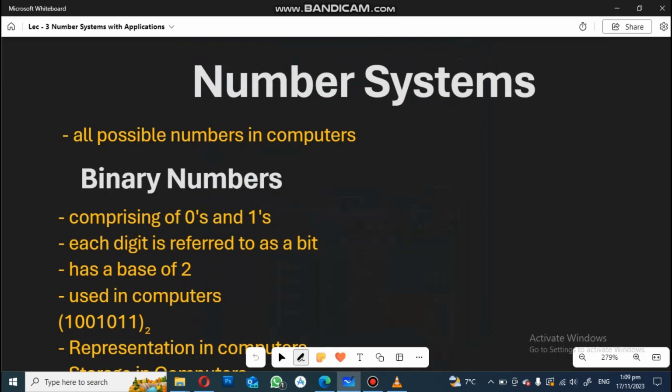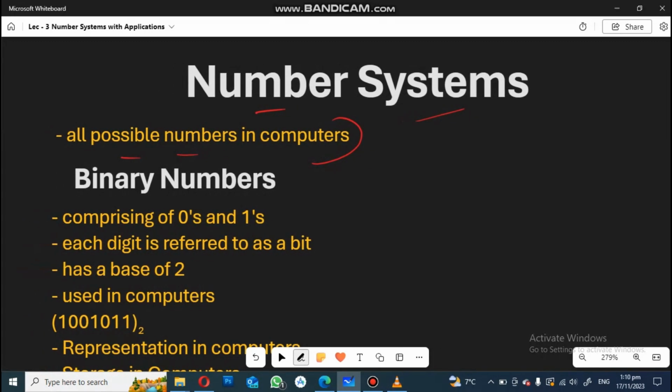Hello there students, in the third lecture of DLD, we are going to study the number systems: what kind of number systems are there and what are the applications of those number systems. Simply put, number systems are all possible numbers that we use in our daily life, but we will discuss them from the perspective of computers. Basically there are four number systems.